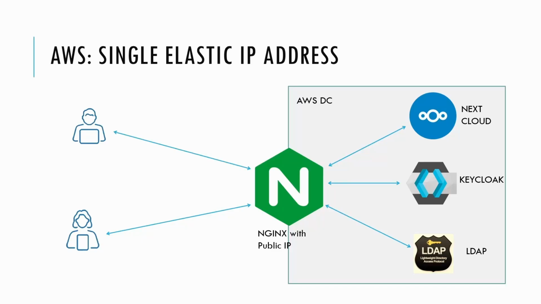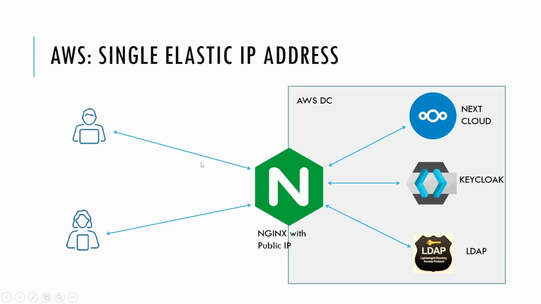So there is one big challenge that I hear from many users: they just want to use a single Amazon Elastic IP address for multiple different servers or applications. So we'll try to solve this challenge with the help of NGINX today. We have our AWS data center where we'll host an NGINX server, and through the NGINX server we'll provision access to three different applications. One is Nextcloud, another is Keycloak, and the third one is LDAP.